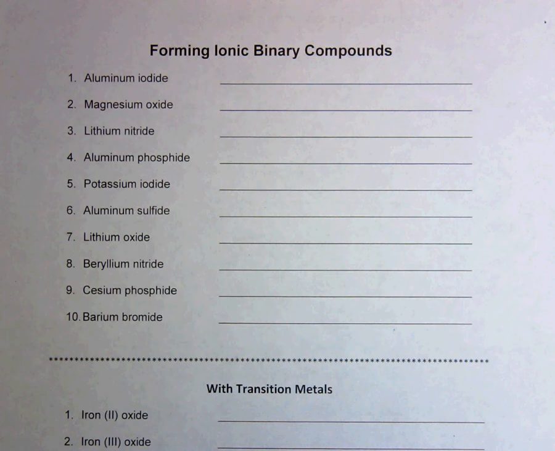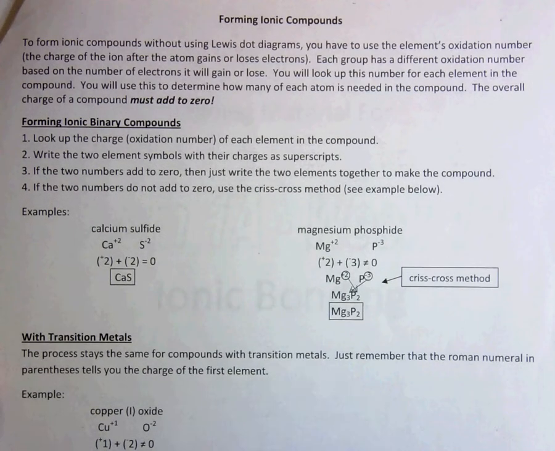Forming ionic binary compounds. What we're going to do in this worksheet is the exact opposite of what we did in the last one. Before, we were given the chemical formulas of the compound, and we had to write the names. Now we're given the names and we have to write the chemical formula. And it shows us how to do this in the reading material right here.